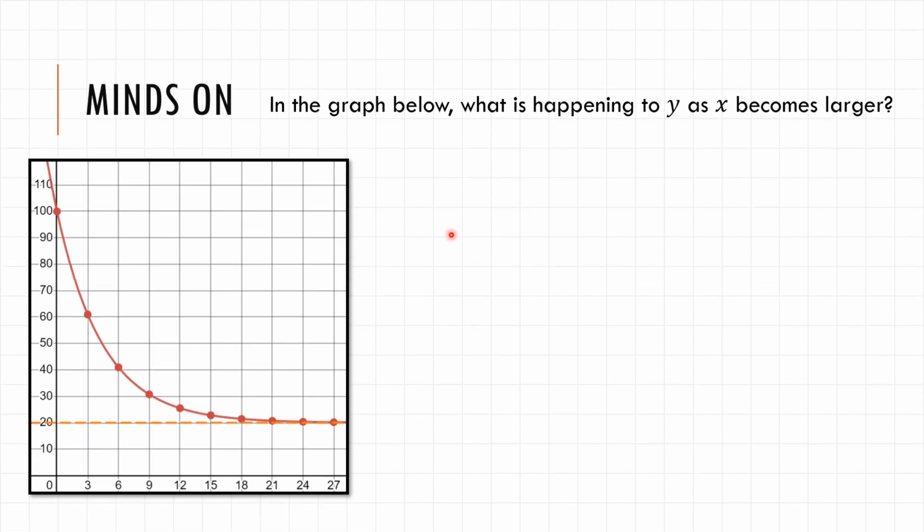To start off, to get our minds activated and working in the right ways, let's look at this graph here and ask ourselves a question. In this graph, what is happening to y as x becomes larger? Take a minute to think about this. Remember that this is the x-axis. So these are the values of x. These are the values of y.